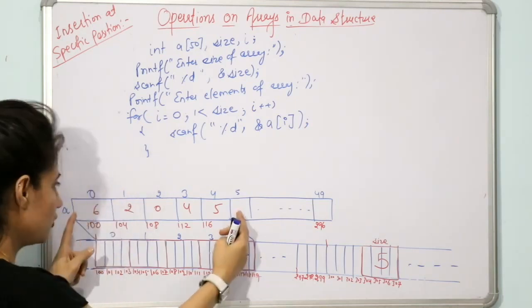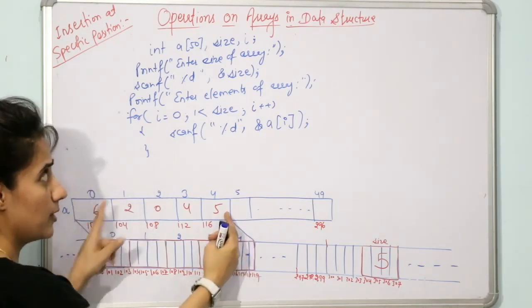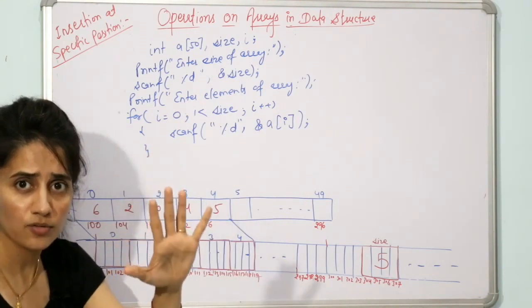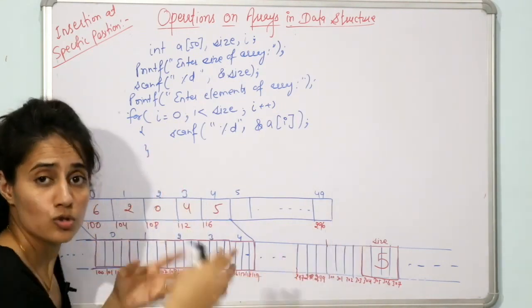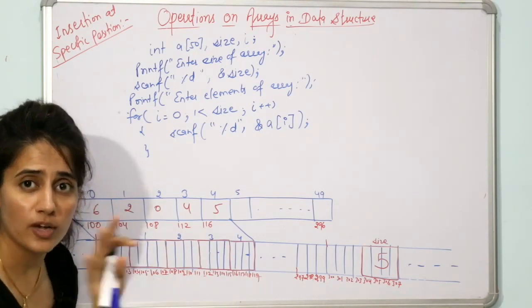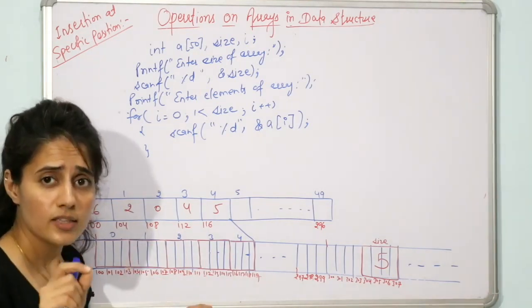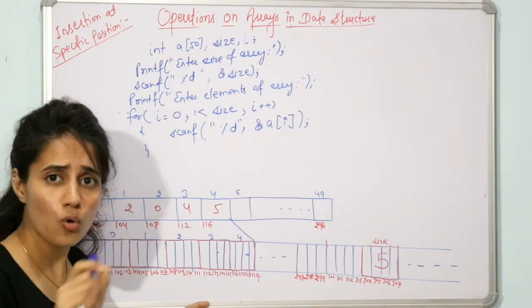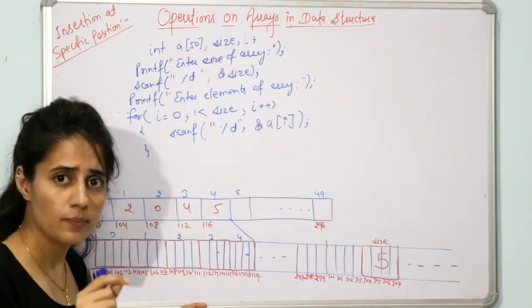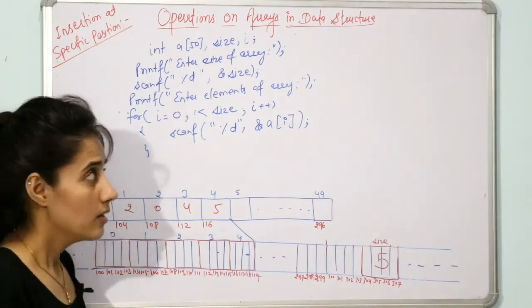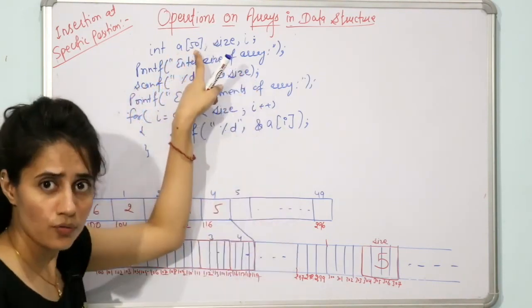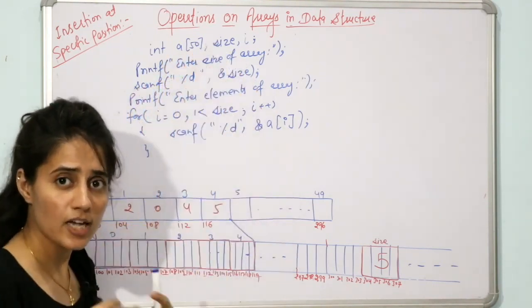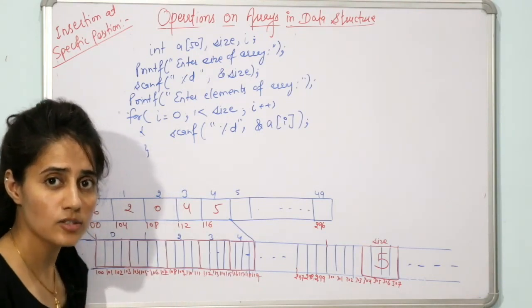Fine. In this case we have inserted only 5 elements, but we have space for storing 50 elements. So still you can store how many elements? 45 elements. See, another thing you have to take care of: I have told you there is no upper bound checking concept for arrays in C. Like this, if you take here int a of 50, fine. Now the memory manager has allocated to you how many bytes?